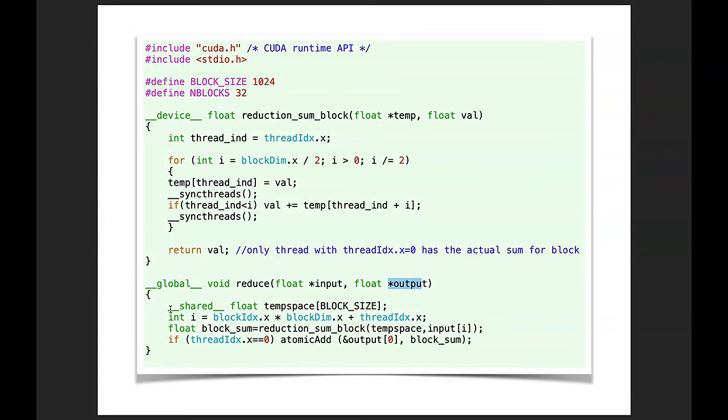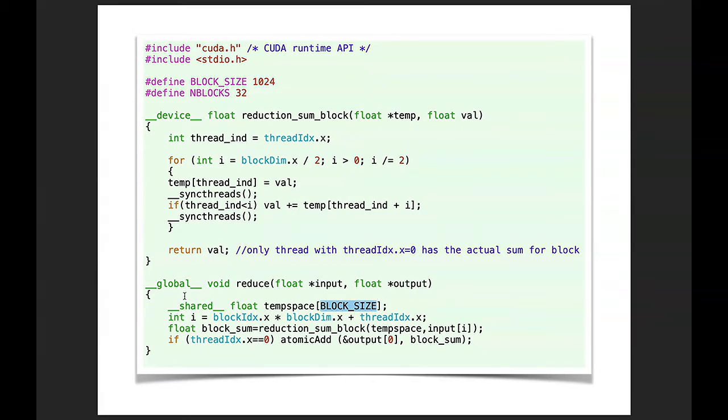Here I declare a shared space. So this will be the temporary space which I will be using. This is shared memory, a special region of memory which only exists for the block of threads. So each block of threads has access to this region of memory. And the size of this will be block size, which will be 1024 in this case.